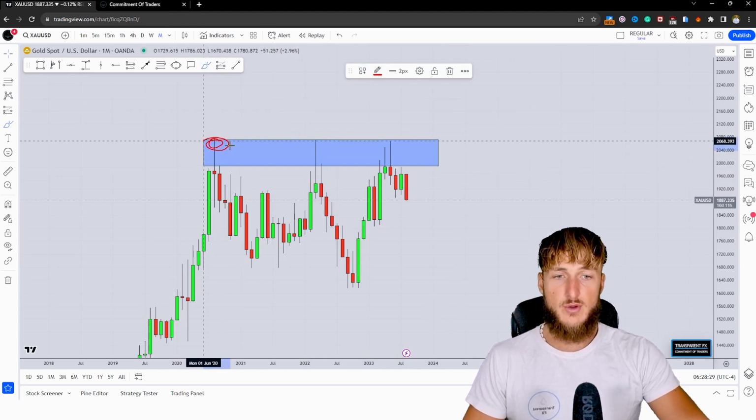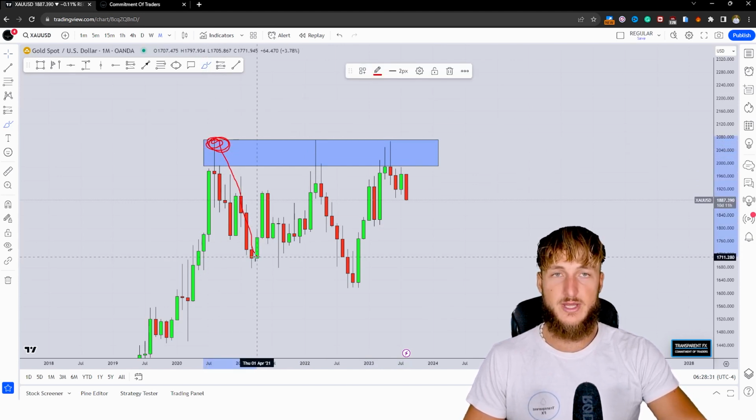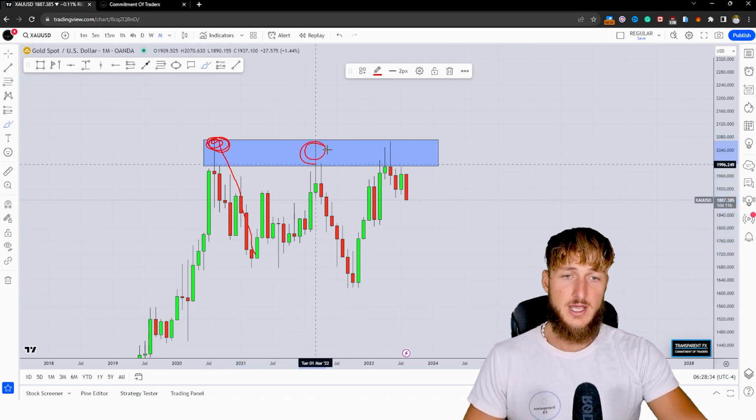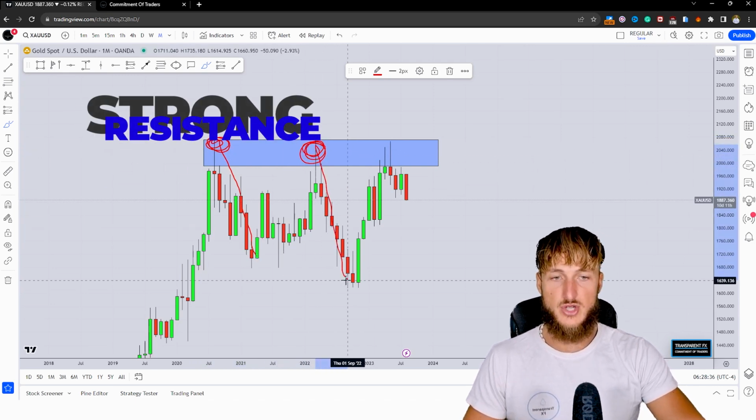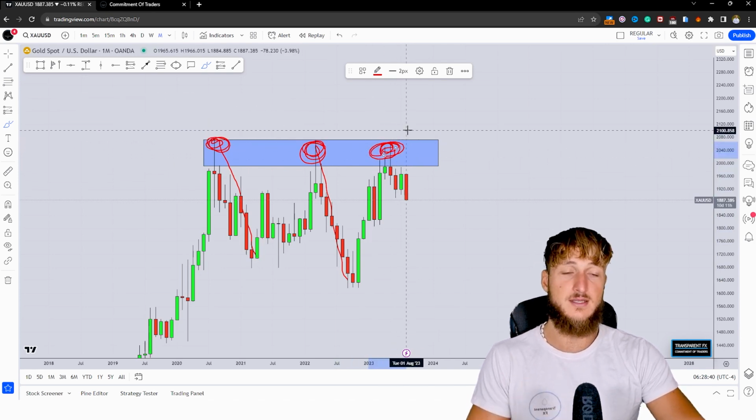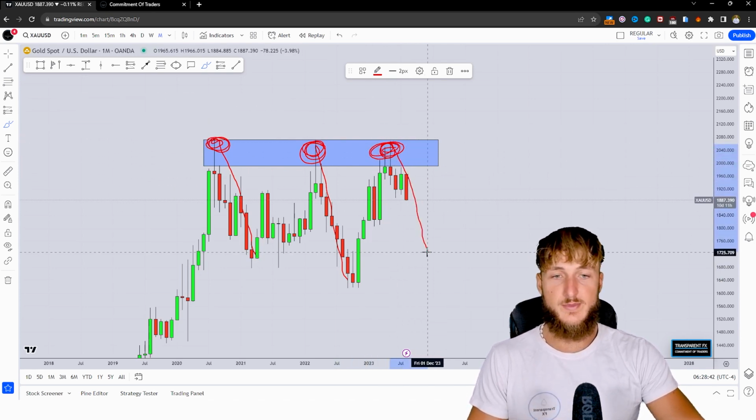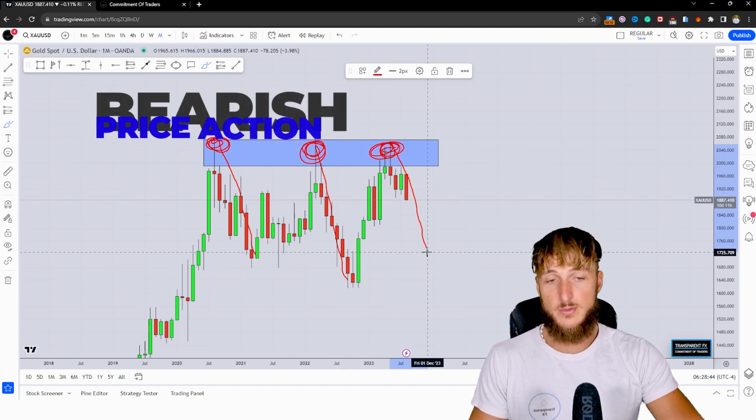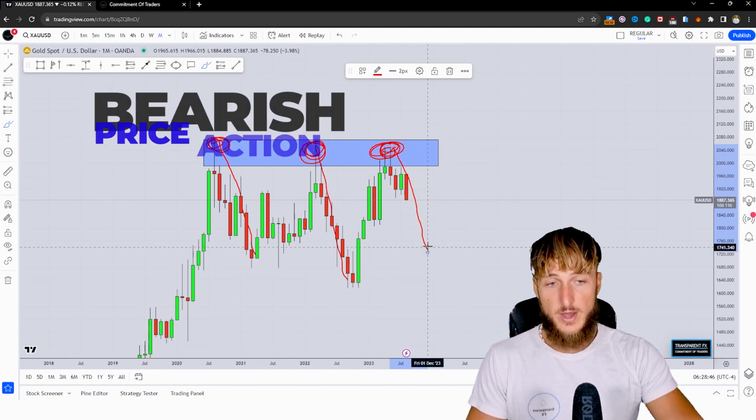In fact, from here, all this previous rejection to the downside was created. Again, here, the market tested its zone and rejected it to the downside. And at the moment, we can see how the market is testing the exact same level from which we could expect potential bearish price action to be developed away from the zone.